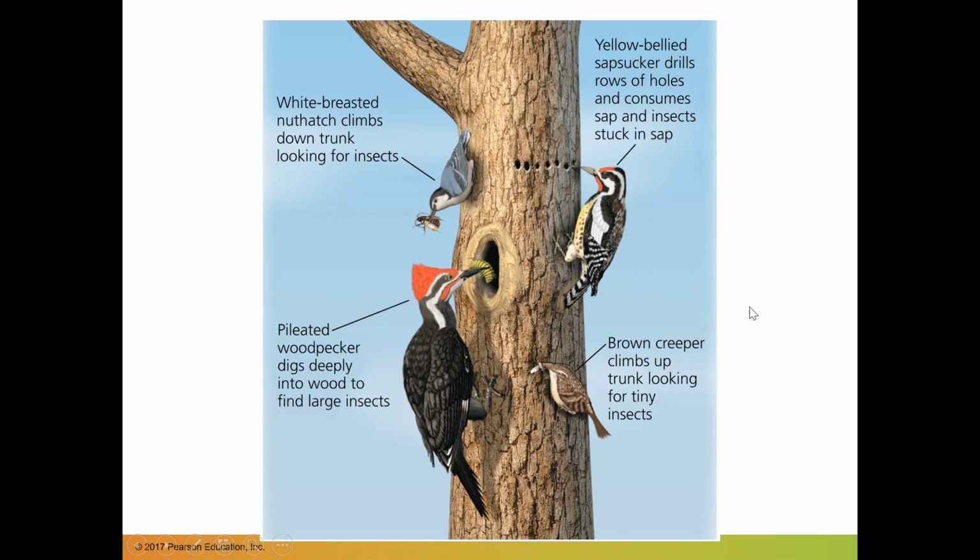All right, so this is an animal setup now, okay? So the white-breasted nuthatch climbs down the trunk and looks for insects. The pileated woodpecker digs deeply in the wood to find large insects. The yellow-bellied sapsucker drills rows of holes and consumes sap and insects stuck in the sap. And the brown creeper climbs up the trunk looking for tiny insects.